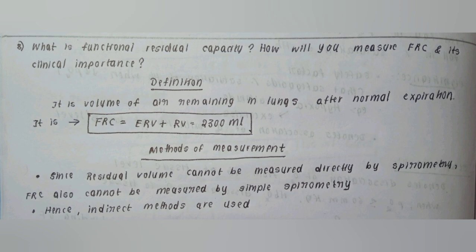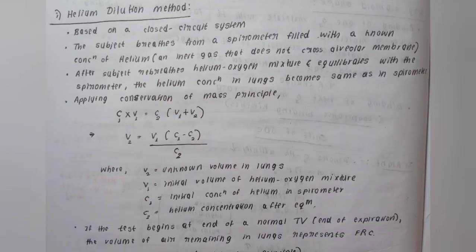So we use some indirect methods here. Okay, so now what are the indirect methods? Here you have to write two methods. One is helium dilution method and one more is body plethysmography. I have given the answer format for both, but before reading the answer, hear me first. So first thing is helium dilution method.